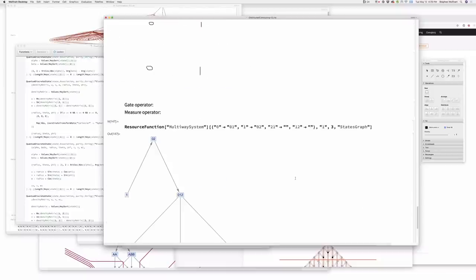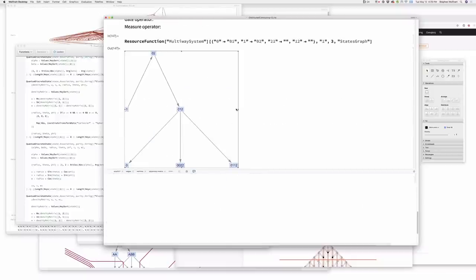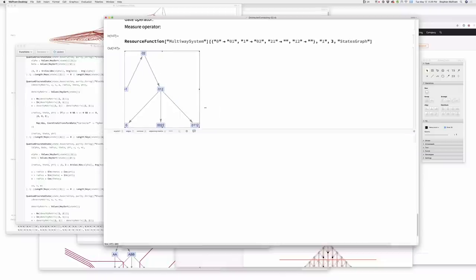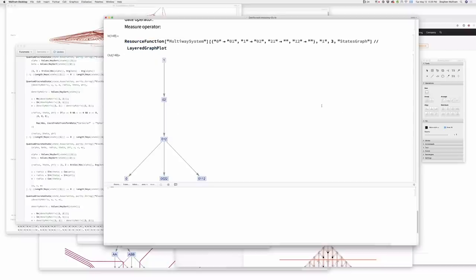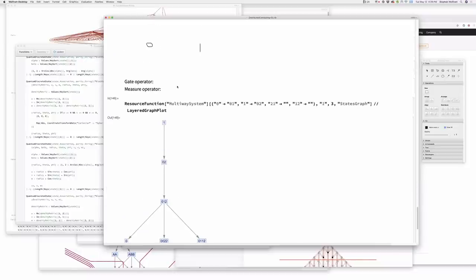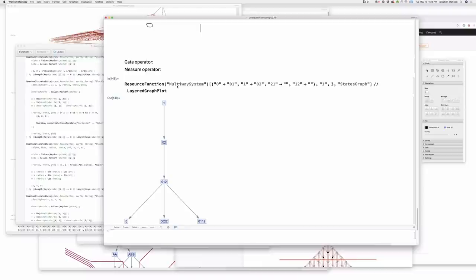What's it doing? Oh, there we go. Maybe we probably wanted to have a layered graph plot. Okay, explain. Right, so we know from the representation above that ket 0 maps to an equal superposition of ket 0 and ket 1, which is all the first rule is saying. And ket 1 maps to an equal superposition of ket 0 and the annihilator of ket 1, which I'm here representing as 2.